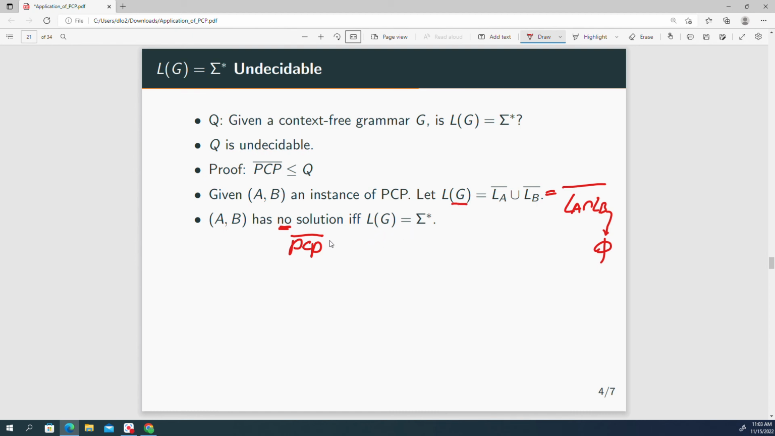And therefore, PCP bar is reducible to Q.